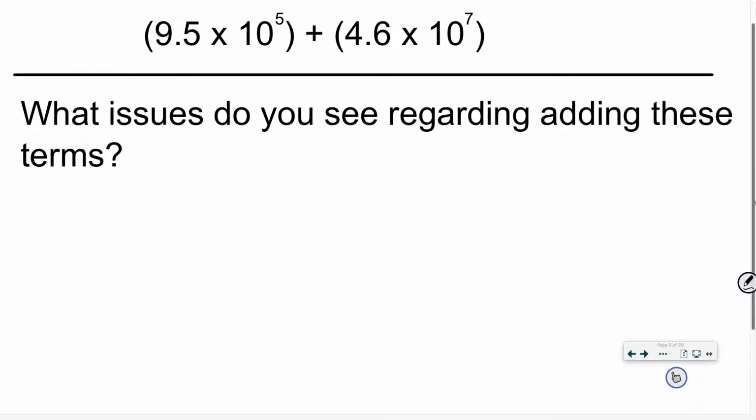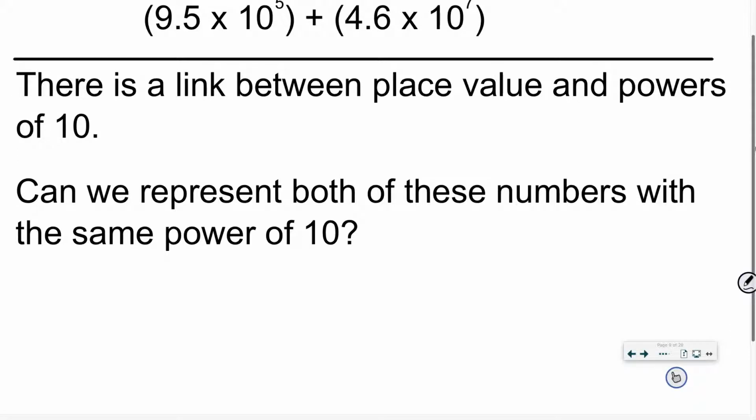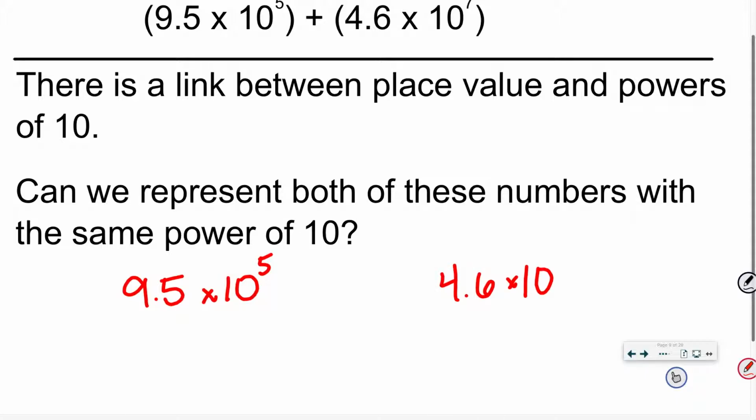Are we doing this kind of elimination thing? Not really the word, but let's go through it. What number do you think we could rewrite? We can actually do either one, right? But let's work on this one. Right now we have 9.5 times 10 to the 5th, and here we have 4.6 times 10 to the 7th.